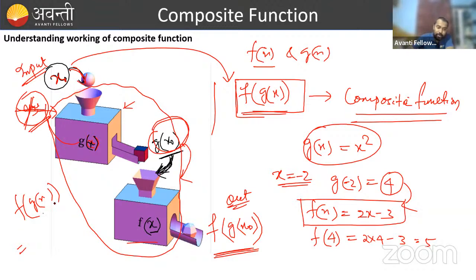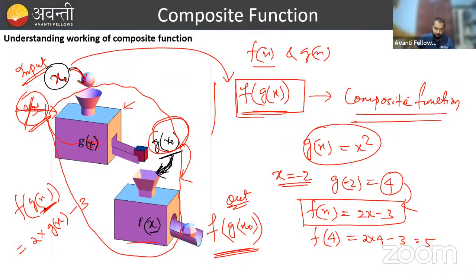So g of x is your input. So what is f of x? f of x is 2x minus 3. So in place of x you are having g of x. So in place of x we will write g of x, right? 2 into g of x minus 3. Is it or not? 2 into g of x minus 3.